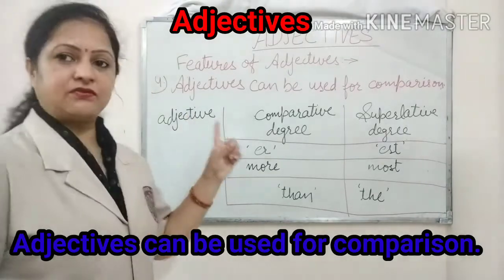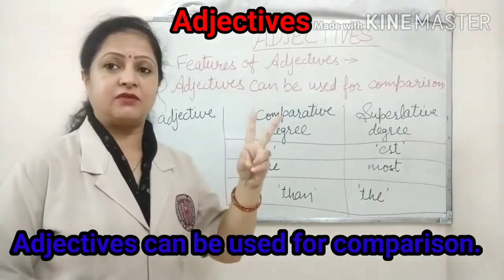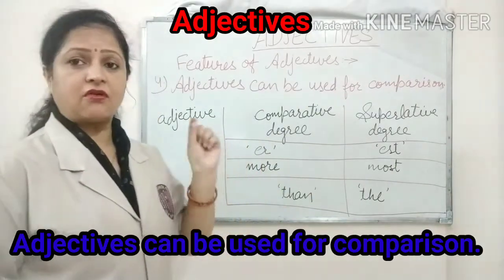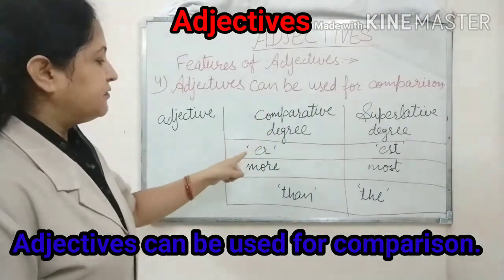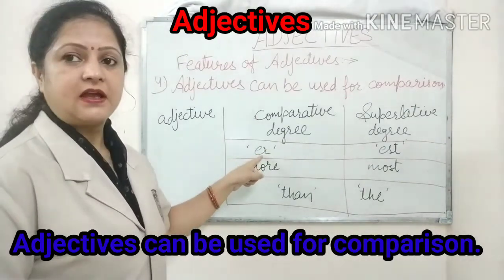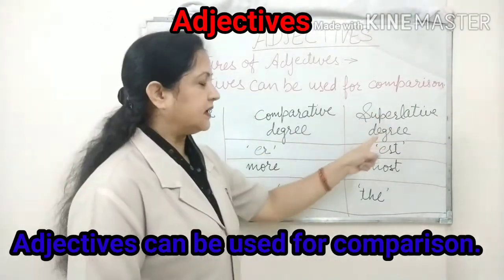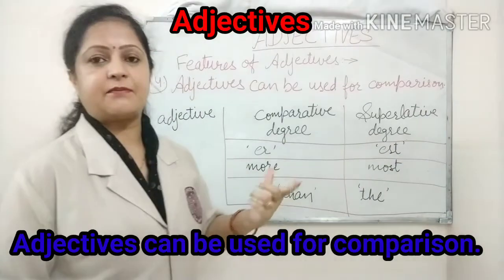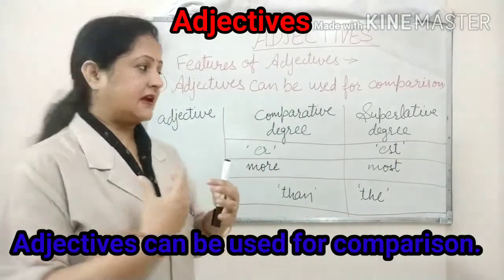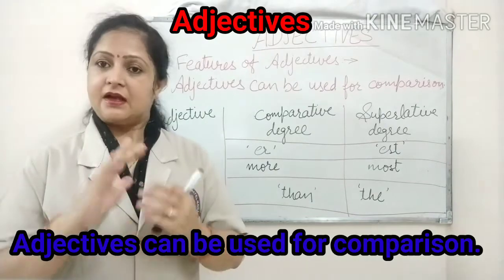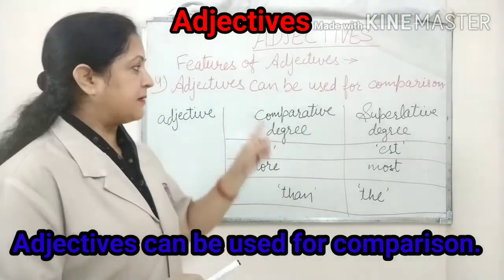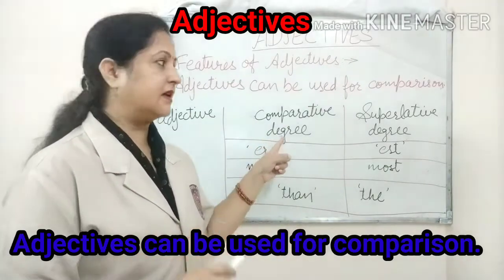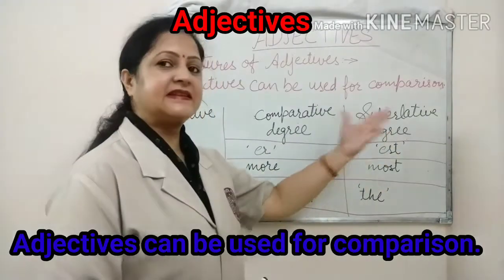So the first rule is, when we compare between two things in comparative degree with most of the adjectives, I am saying not all, with most of the adjectives we use ER after the adjective. And in superlative degree, when we make comparison, we use EST. Like I am just giving you one example here. Suppose the adjective is old. Now the comparative degree of old is older, OLDER, and the superlative degree is oldest, OLDEST.